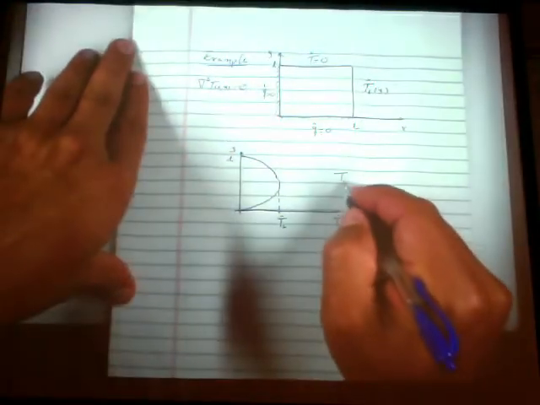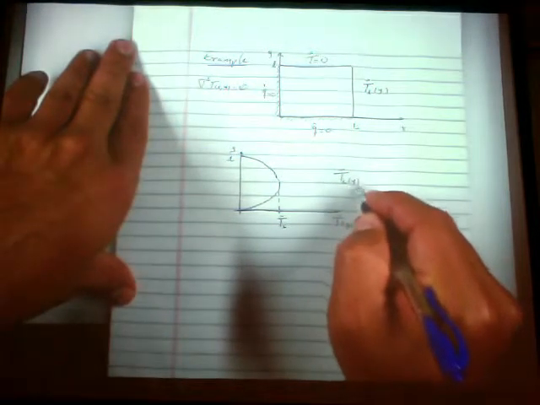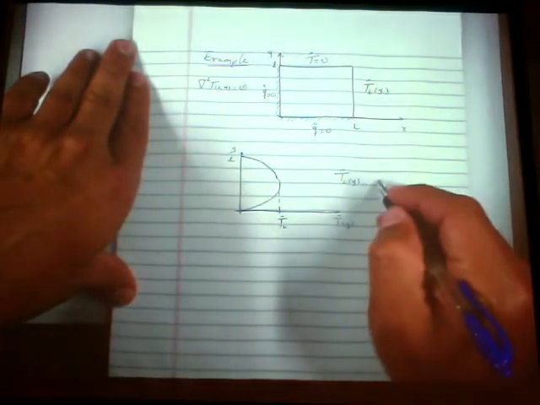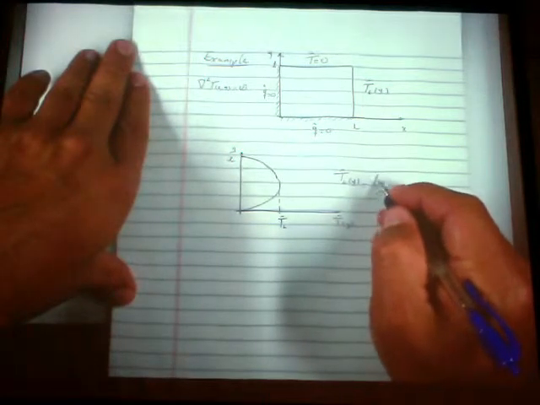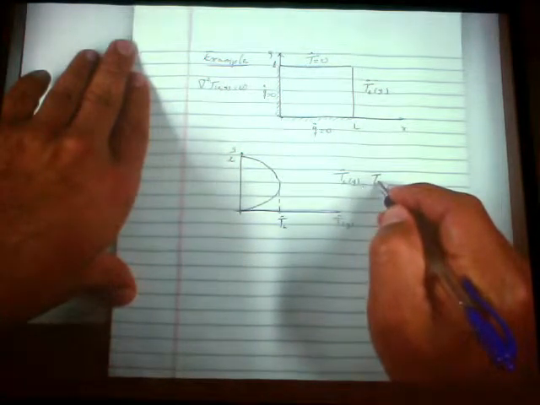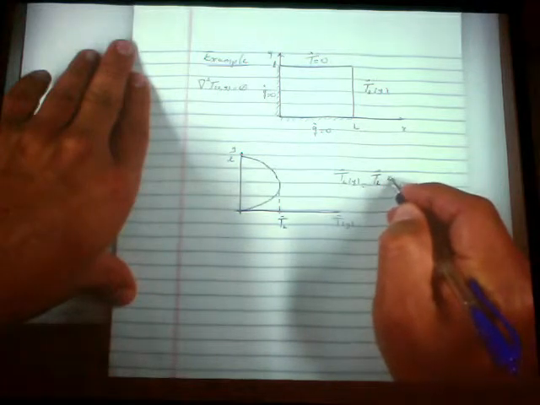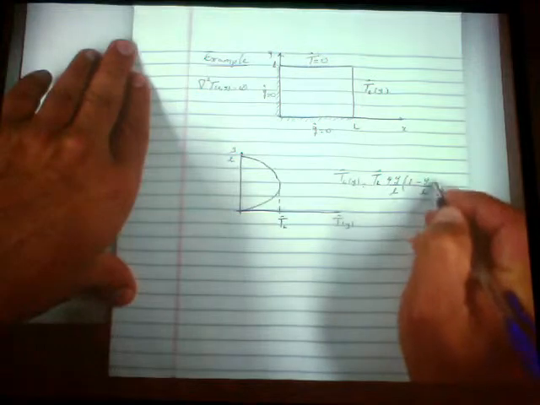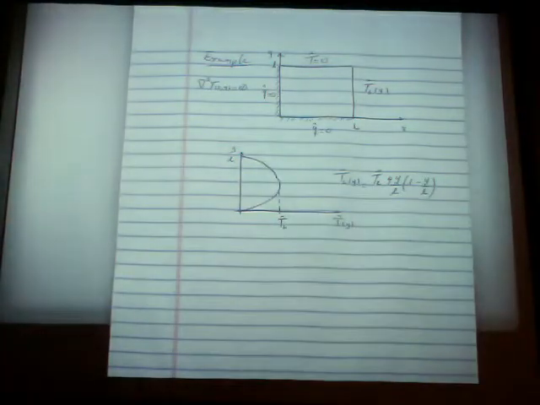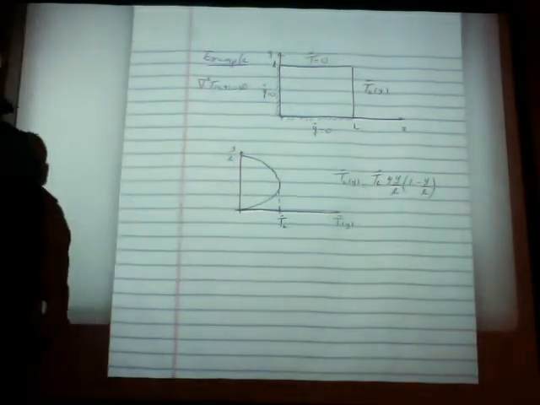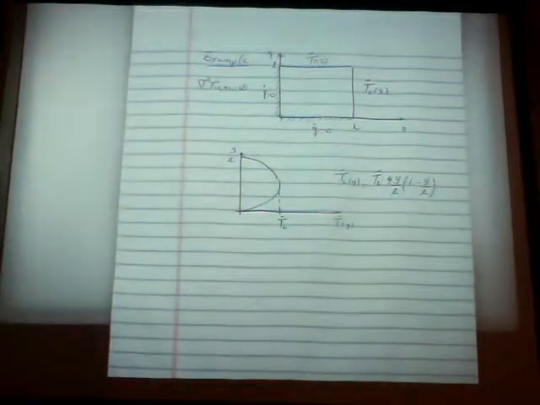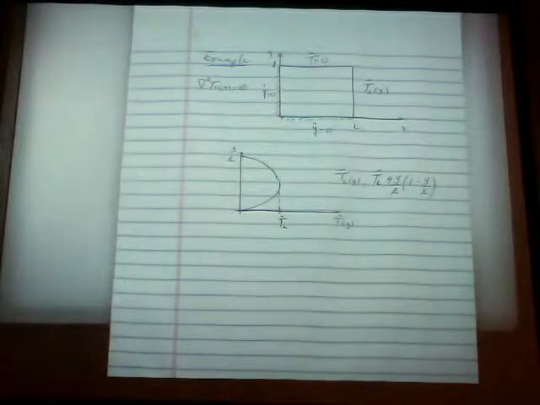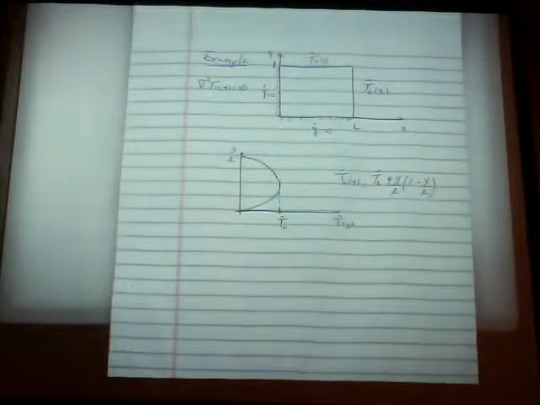So TL of y, let's say, is equal to TL times 4y over L times 1 minus y over L. That's quadratic, maximum at the center, and 0 at y equals 0 and at y equals L, right? What's right in front of the y over L, the first one? 4. All right, is that clear?